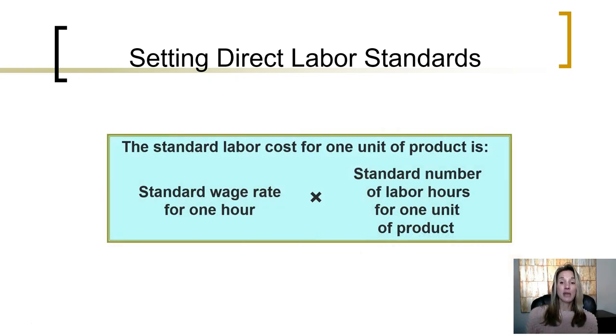Thus, our standard labor cost to produce 1 unit of product would be the standard wage that should be paid for each hour of labor, and the standard number of hours that should be used to produce each unit of product.